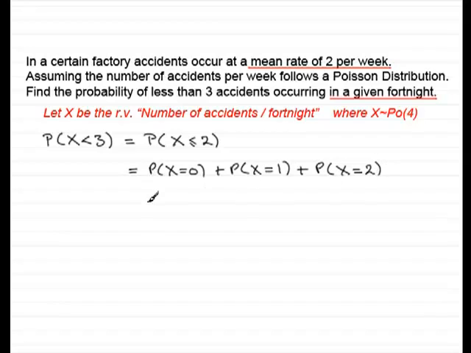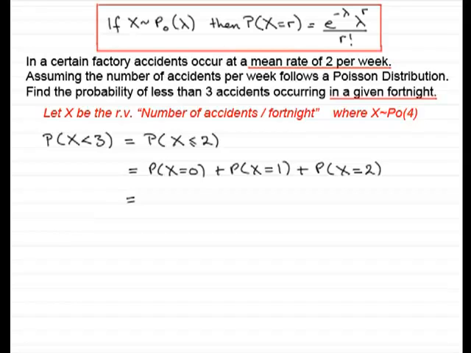Now, to work out these probabilities, we need to call upon the Poisson distribution formula. We discussed that in the previous tutorial, but I'll bring it up here as a reminder. If X follows a Poisson distribution with mean lambda, then the probability that X equals r is given by e to the minus lambda multiplied by lambda to the power r, over r factorial.